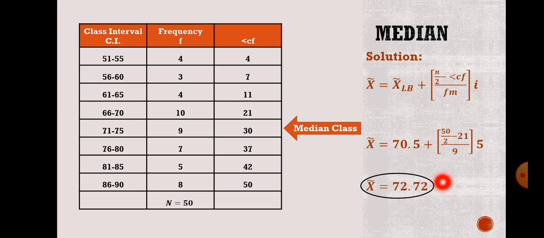Okay, so tandaan natin yung ating mean, median, and mode, whether it is grouped or ungrouped data, kailangan ang ating decimal places ay laging 2. So hanggang hundredths lang. Okay, so 2 decimal places lagi sa final answer. Okay, so again, 50 divided by 2, press equals, minus 21, press equals, then divide it by 9, press equals, and then multiply it by 5, press equals, which will lead us to 72.72 as the value of the median. Okay?